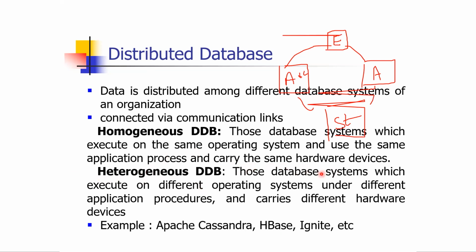Heterogeneous means those database systems which execute on different operating systems, under different application processes, and carry different hardware devices. That is called a heterogeneous distributed database. For example, Apache Cassandra, HBase, Ignite, etc. Okay, so you got it.